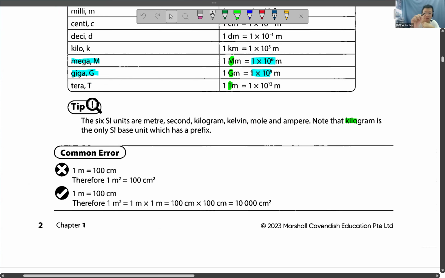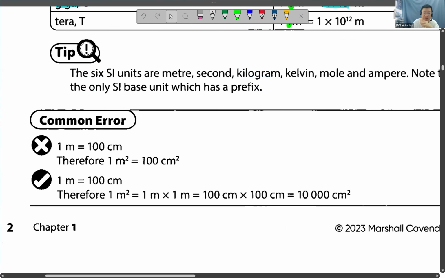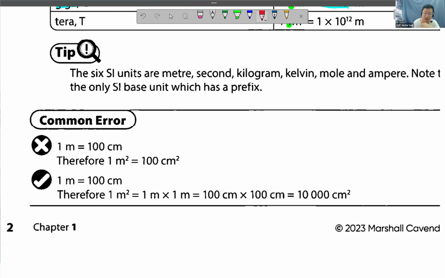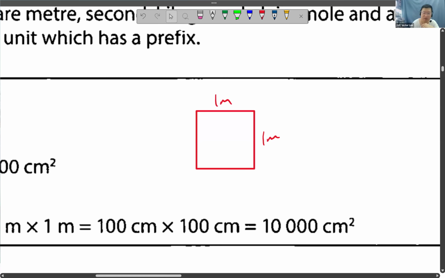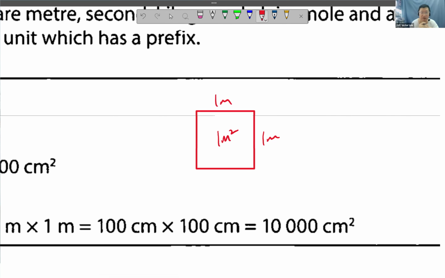Okay, this one is very common also, conversion. This one I need you to really understand, not just memorize. If I have a square, the square is 1 meter by 1 meter. Can you tell me how many cm square are there? The area is 1 meter square. I want to convert to cm square. How do I do it? 100 times 100.